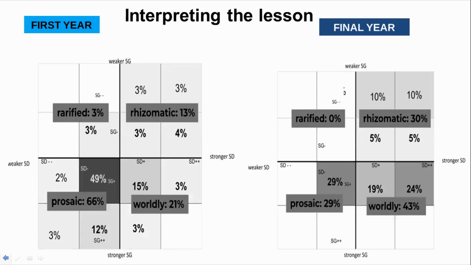Interpretation is particularly interesting because by its very nature, it's more complex. You really have to look at the why. So even within first year, a lot more students are operating within the worldly code than they were in describing practice. And here we can see that a lot of students in their final year were falling within the rhizomatic and the worldly code, which I found very interesting.